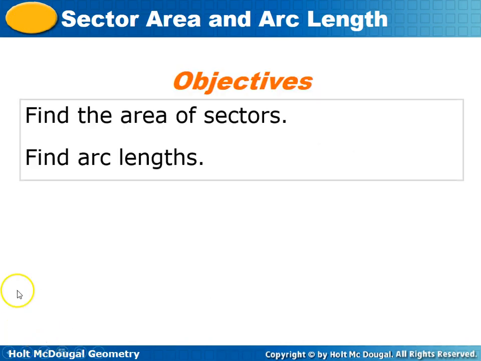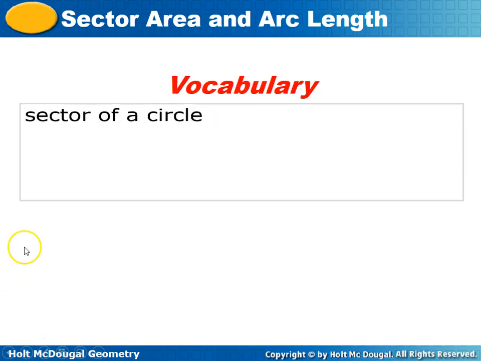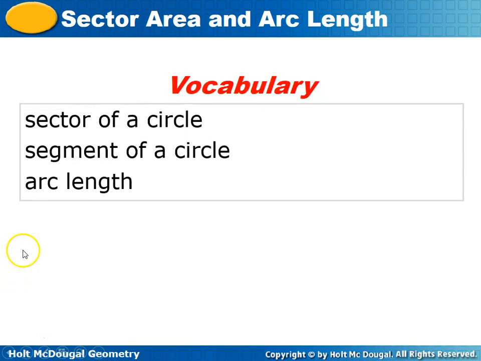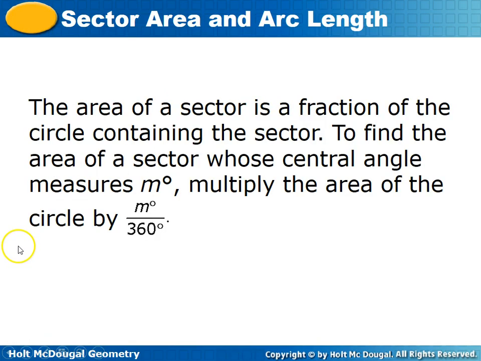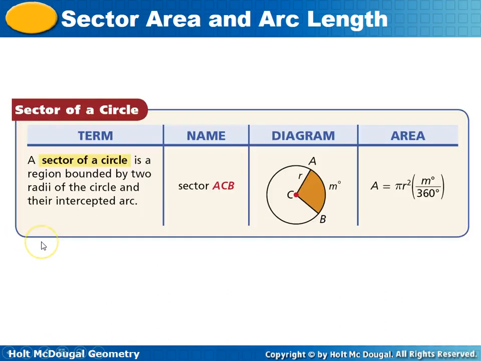So the objectives for the lesson today are to find the area of sectors and arc lengths. We're also going to find segments of a circle. So we're going to do all three of those things today. These are some of our vocab: sector of a circle, segment of a circle, and arc length. So the area of a sector is a fraction of the circle containing the sector. Just to define that, we're going to find the measure of the angle or the arc over 360. And then we're going to multiply that by the area of the circle.